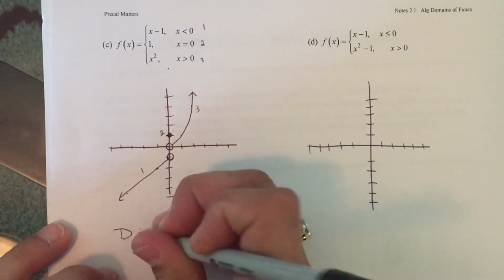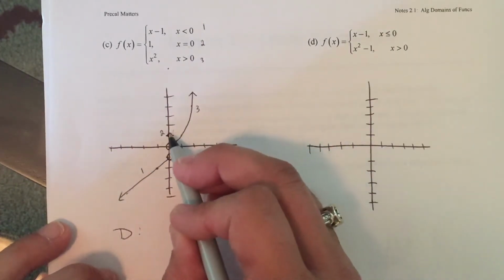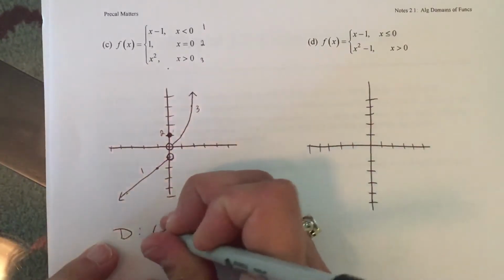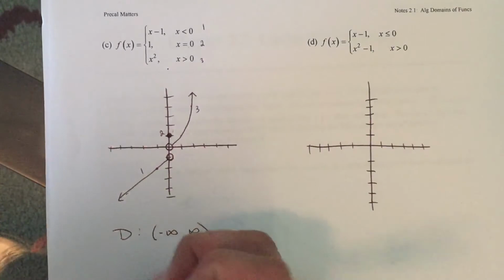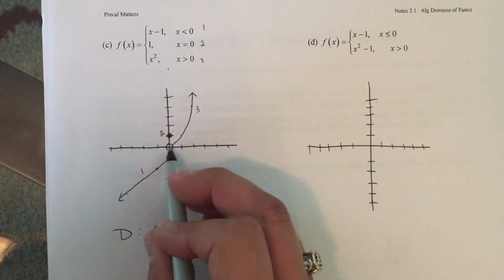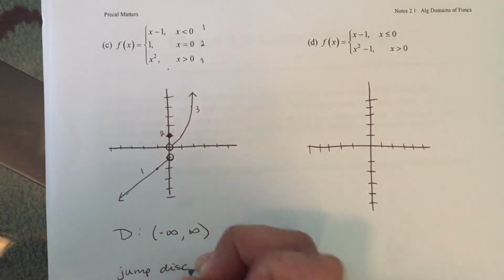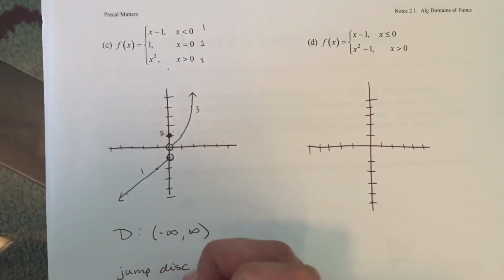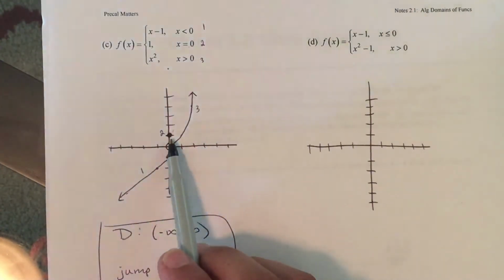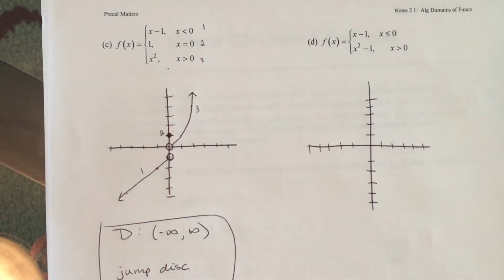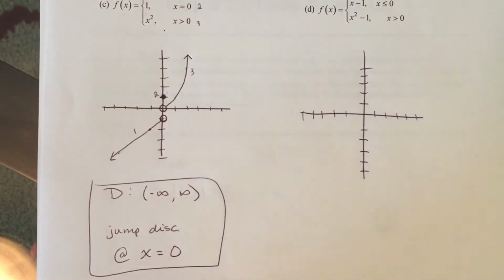So looking at the domain, yes, I have an open circle. Yes, I have an open circle, but the point is filled in. So the domain is all real numbers, -infinity to infinity. And I still have a jump discontinuity at x equals 0. It's like they tried to fill in the hole, but they put the point in the wrong place, and it was a jump anyway, so you can't fill in the hole. So hopefully that'll work for you.